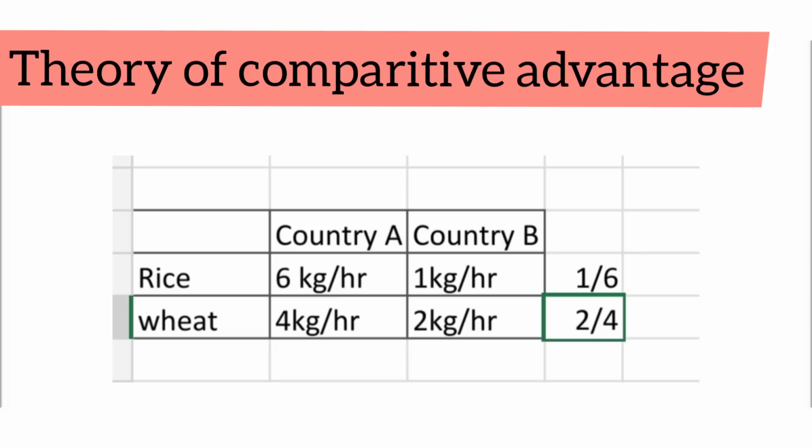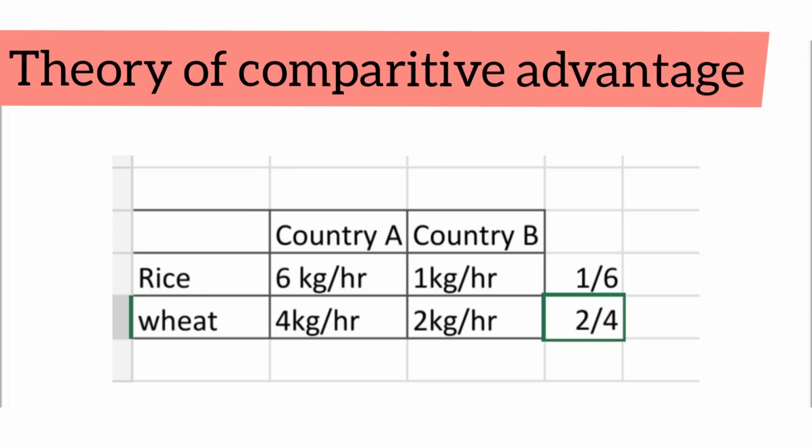So now you have to take the ratio of both rice and wheat. What was rice? Rice was 1 by 6. So 1 by 6, if you divide, what will be the answer? 0.167. Whereas if you take the example of wheat, it is 2 by 4. So if you divide 2 by 4, the answer is 0.50. So here if you compare between the two products, rice and wheat, which is greater? You have to see in country B. So is 1 by 6 greater or 2 by 4 greater? So 2 by 4 is greater. So country B must export whatever it can produce better. Country B should now export wheat, because it is producing wheat better than rice.